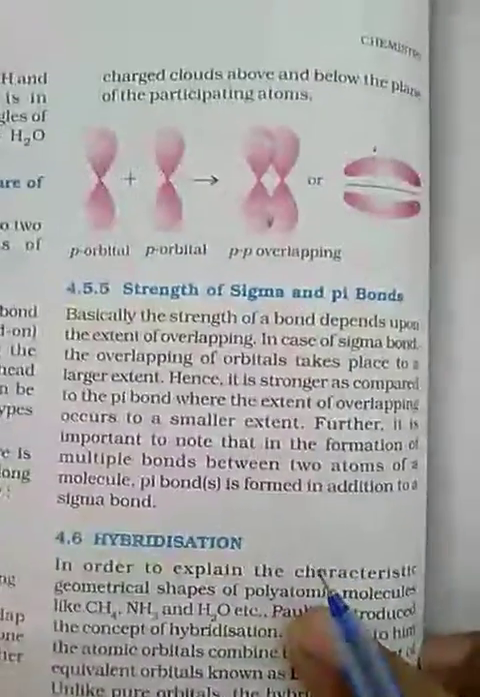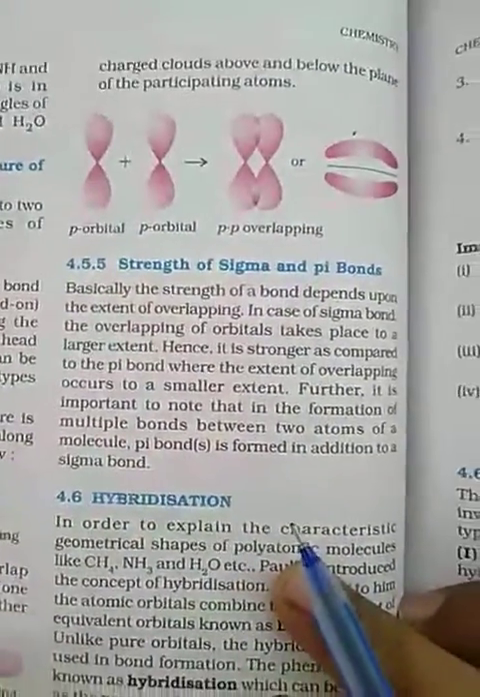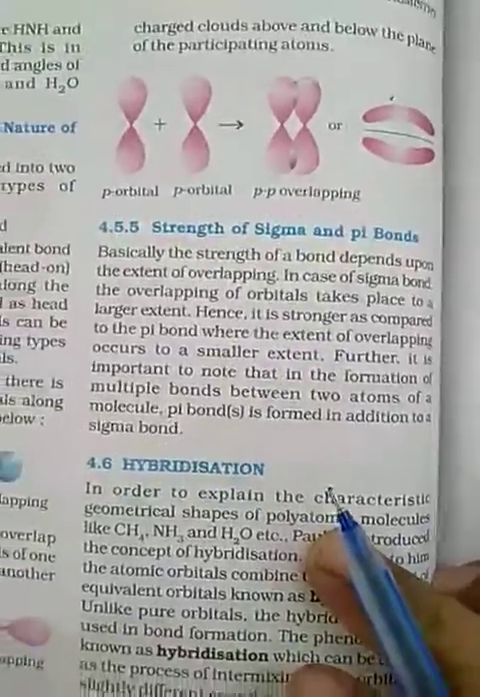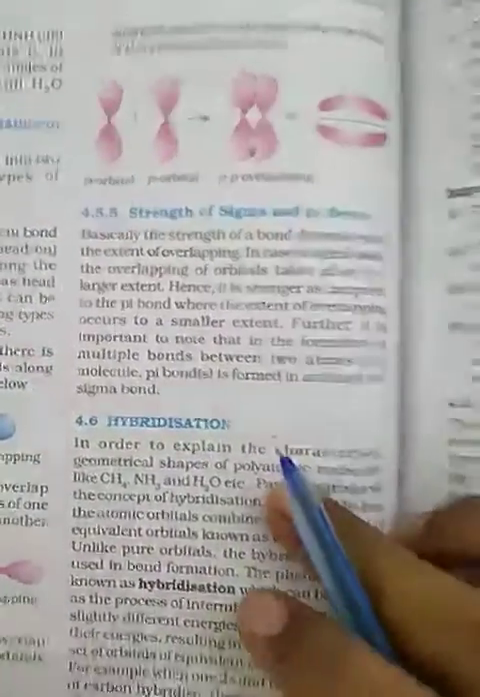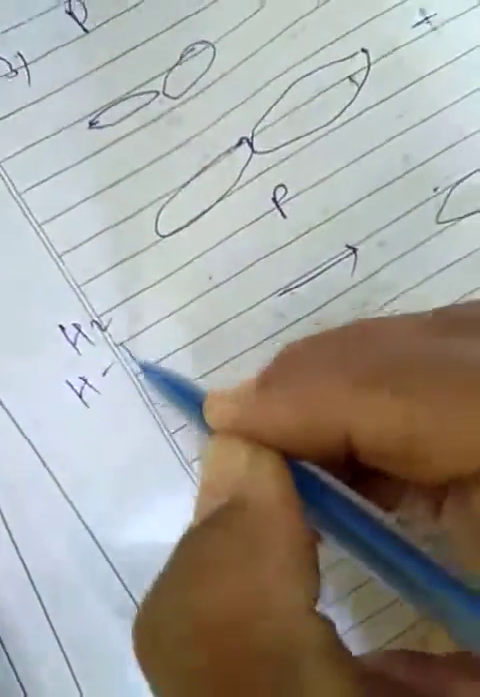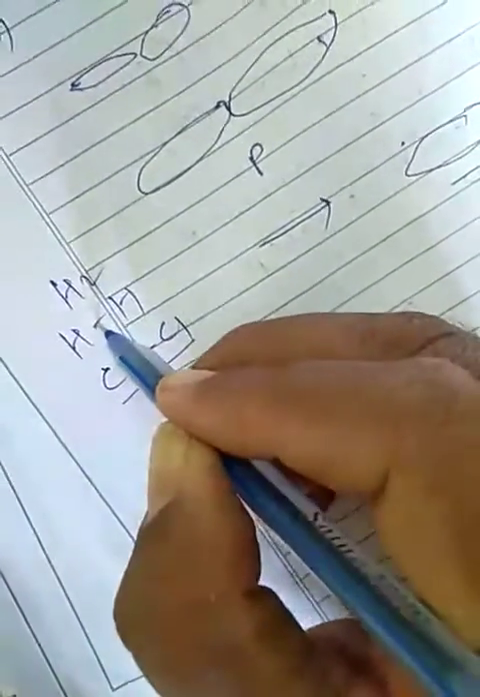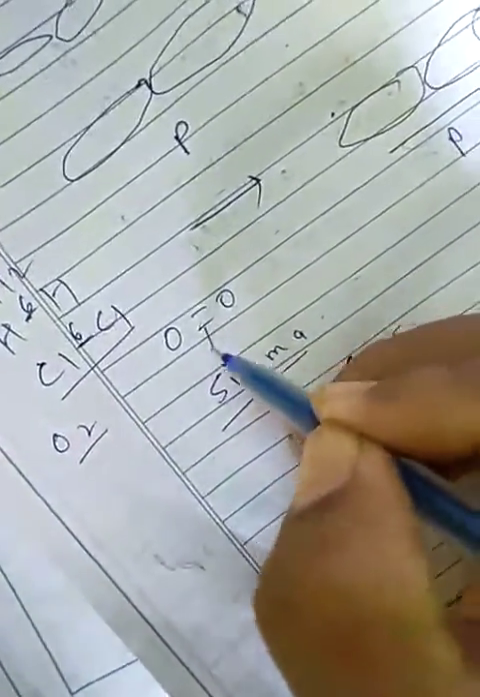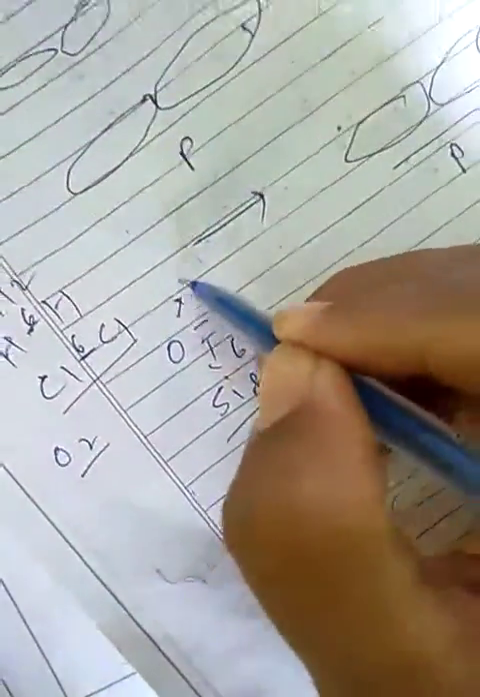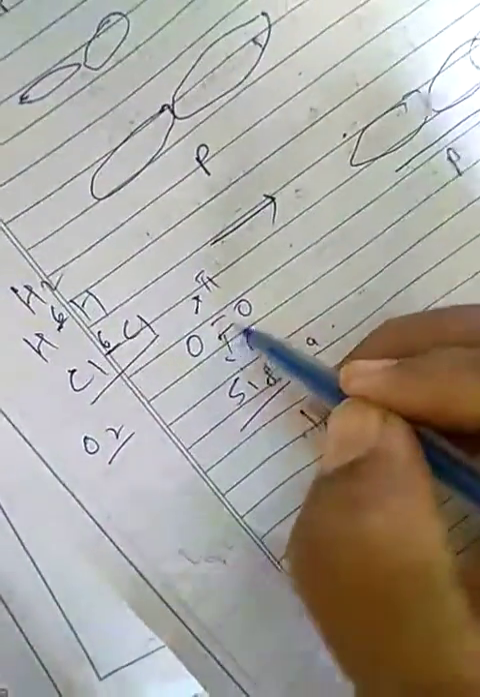Further, it is important to note that in the formation of multiple bonds between two atoms of a molecule, a pi bond is formed in addition to a sigma bond. See, I told you, hydrogen makes an H-H single bond. Further, chlorine also makes a single bond. So if they are making a single bond, first they have only a sigma bond. See, oxygen, double bond, O double bond O. So the first bond will be sigma and the second bond will be pi. This is stronger and this can be easily broken.